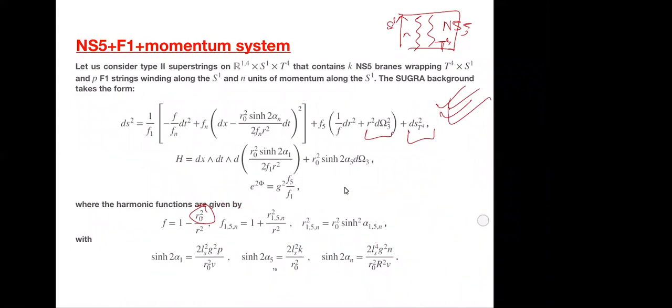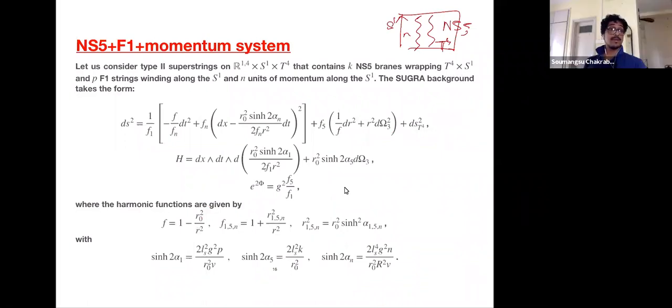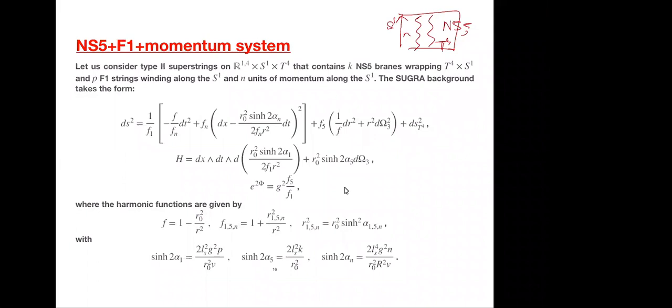What would it mean physically? I mean, when I drop one from the NS5, that means that I'm very, very close to the NS5. Exactly. When I don't drop that from the F1 string, it means that I'm still too far away from the string, and that means that R5 is much smaller than R1 or something like that.